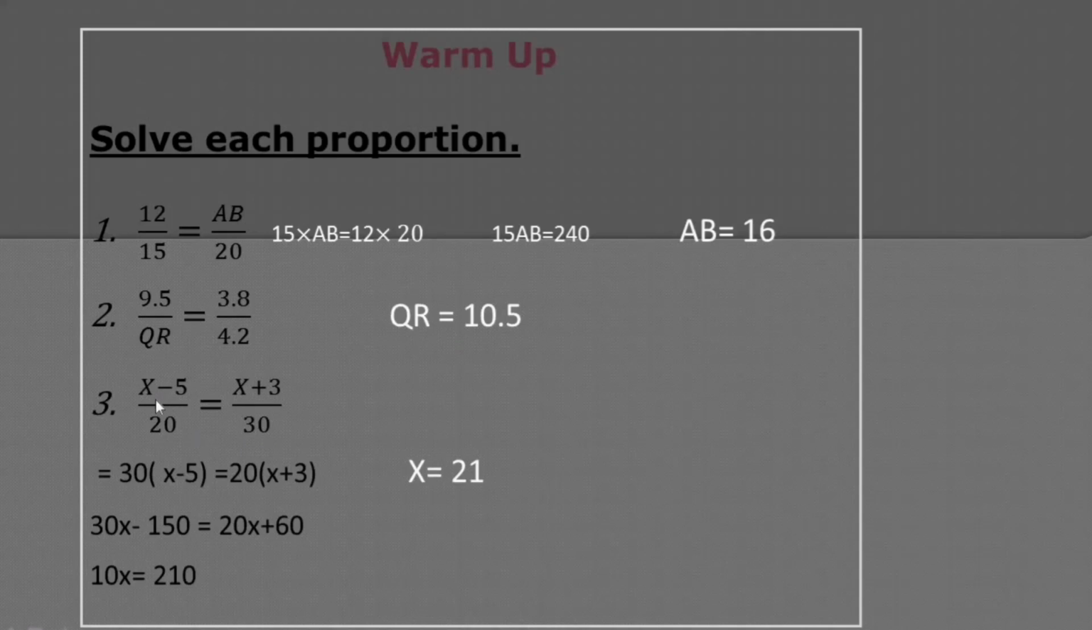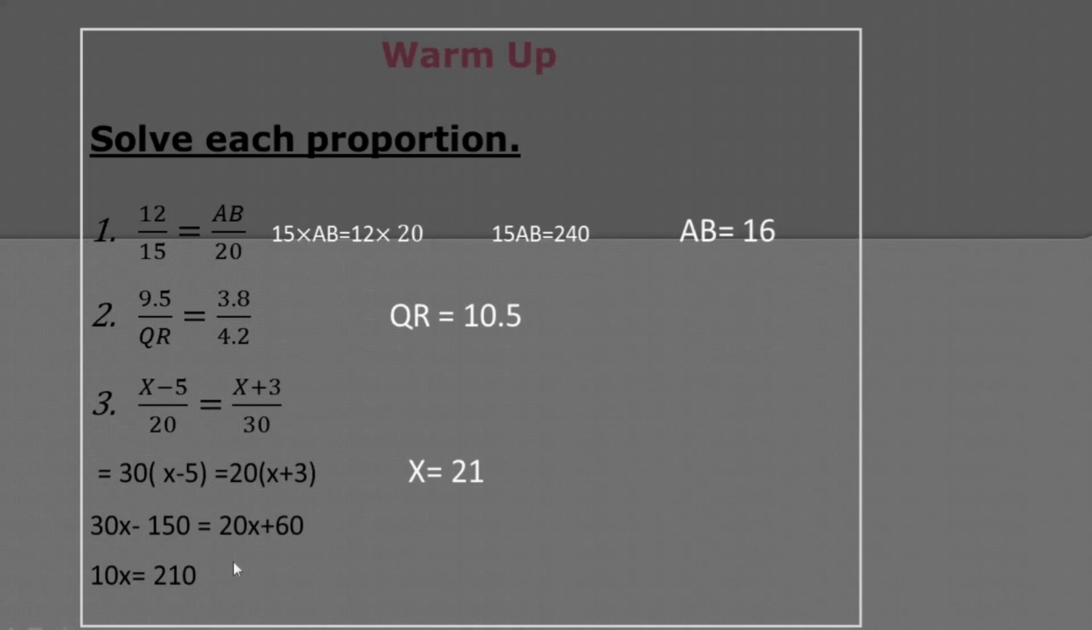In number 3, I have x minus 5 over 20 equal x plus 3 over 30. It's an equation, and it's the same way. Cross multiplication. So 30 multiplied by x minus 5 equal 20 multiplied by x plus 3. Just multiply 30 by the whole bracket. So 30 multiplied by x is 30x, 30 multiplied by negative 5 is negative 150, equal 20 multiplied by x, so 20x, and 20 multiplied by positive 3 is 60.